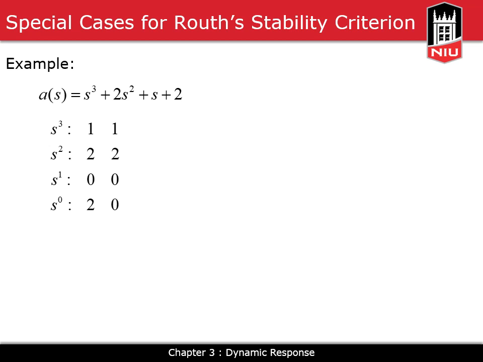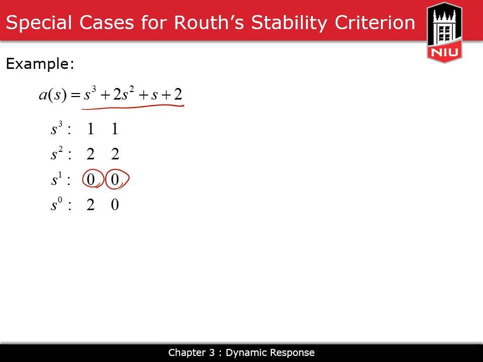Here is a polynomial, an example. We have the coefficients 1, 2, 1, 2. We'll put in the first 2 rows. The next row we will get 0 and 0. You can try to find those and make sure they will be both zeros. We have a row of zeros.